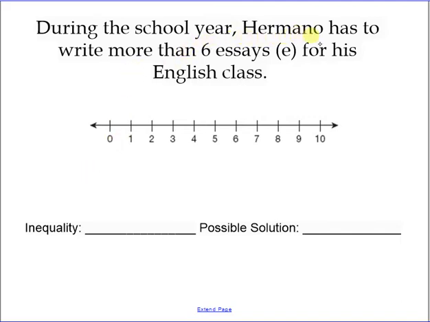During the school year, Hermano has to write more than 6 essays for his English class. So our key word here is "more than," and our key words are what's going to give us a hint as to what sign we're going to use. So, step 2 is to write my letter, which is E because it tells me right here, and my number, which is 6. Step 3 is to determine the sign. Well, if he has to write more than 6 essays, so this is the number Hermano has to write, he has to write greater than 6 essays.